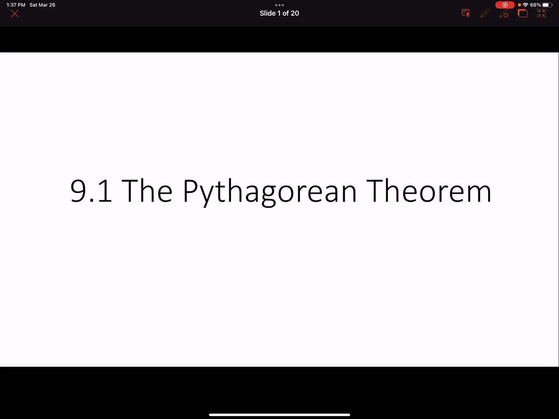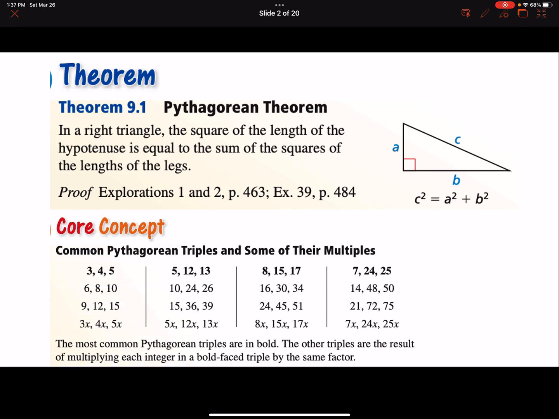I'm not going to spend too much time on this because I know you all know the Pythagorean Theorem and how it works. So this part's going to go by really quickly, and then we're going to learn the other two lessons during this video. So we've got our Pythagorean Theorem.